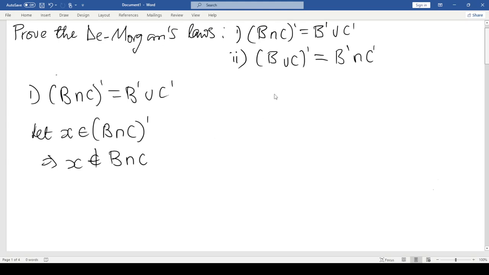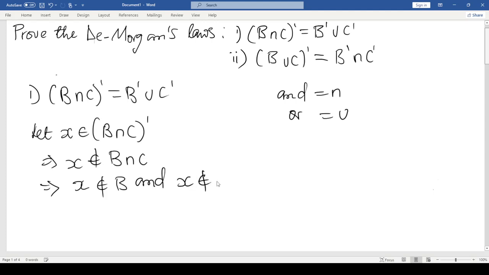When we're proving De Morgan's laws here, if "and" is the intersection, then for "or" we use it for union. Okay. So now this simply tells us that X is not a member of B, and X is also not a member of C here. So we're going to write that X is not a member of B, and X is not a member of C. Then if X is not a member of B, then X is a member of B complement.